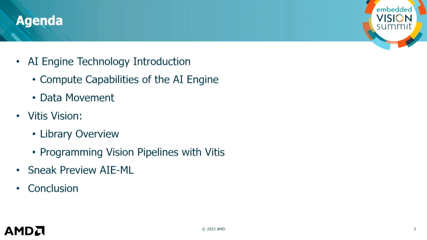And after we've done that, I'll introduce to you our Vitis Vision Library, which is an open source library. In combination with our Vitis tool, this will allow the user to implement his vision processing pipeline on that Versal device and on the AI engines of that Versal device. And then before opening for questions, I will give you a sneak preview into the second generation of AI engines called AIE-ML.